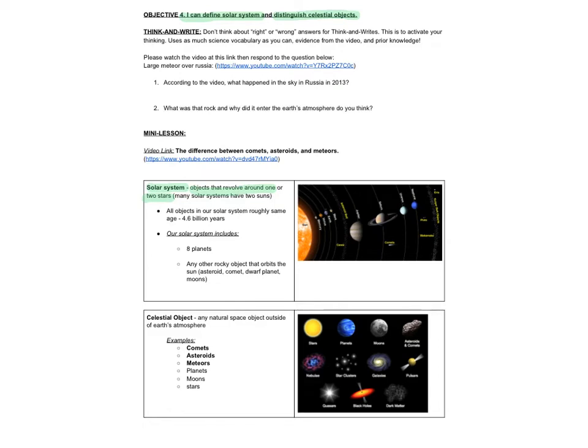Now, any object in space is called a celestial object. So we mentioned them: we got comets, asteroids, meteors, planets, moons, and stars. These are all celestial objects because they're objects that are in space.